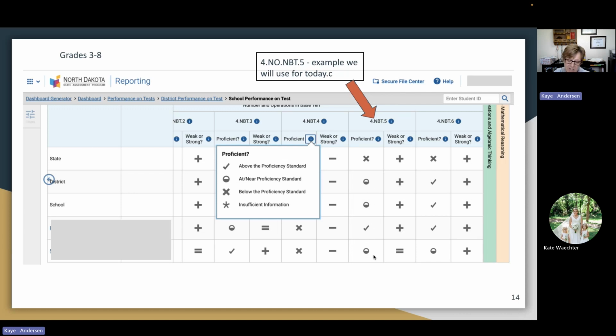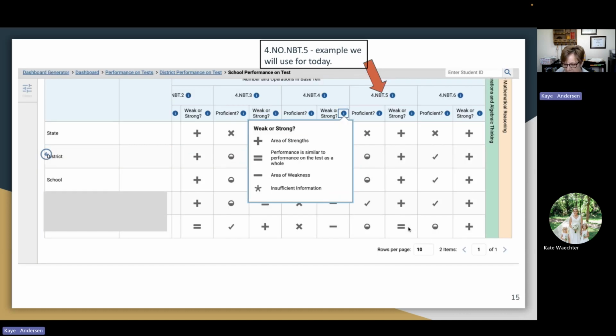So what does that mean as I dig further into the data? It also tells me whether it's a weak or a strong area for our students. And what does that look like? Well, it tells me that it's an area of strength, but I realize that that's only because we're doing a little better than the state and not necessarily great as a district.